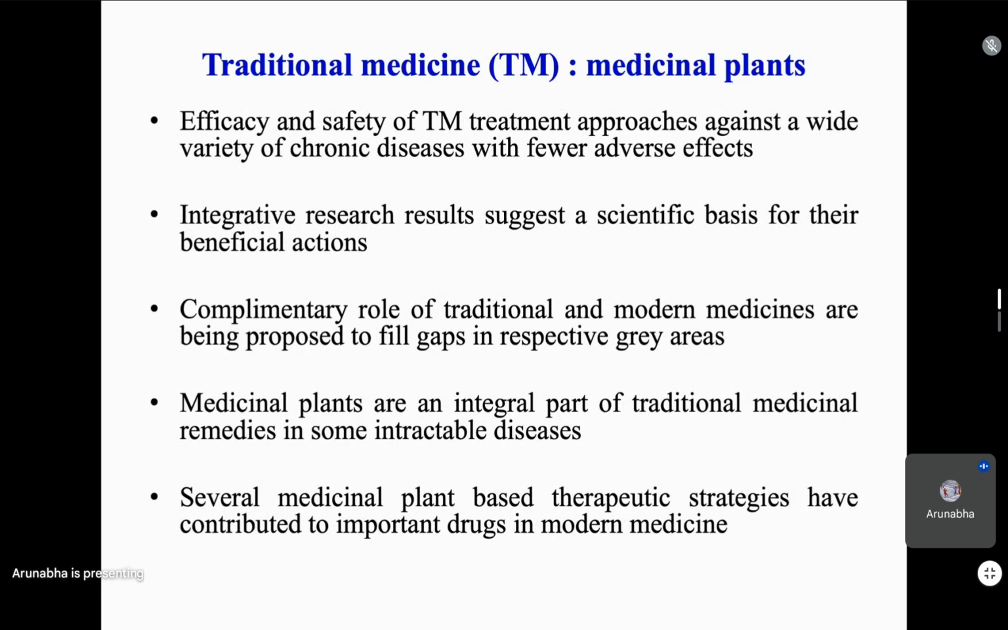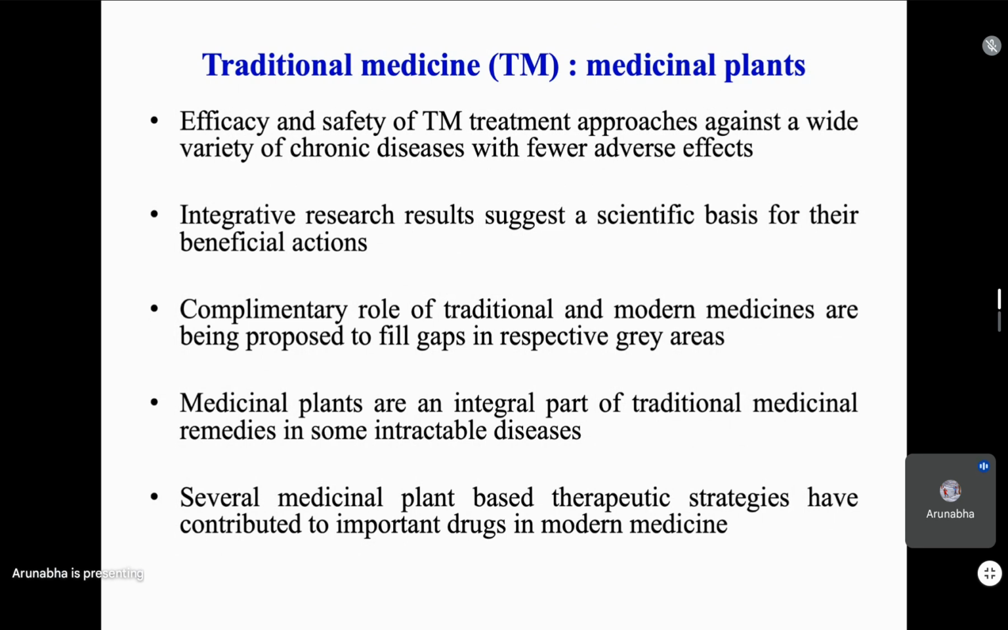Medicinal plants are a very important component of traditional medicinal remedies. Medicinal plants have long been a source of very important drugs for modern systems of medicine, and a lot of chronic diseases have been treated by products that have sources in medicinal plants. Other than that, medicinal plants used in traditional systems of medicine have also been used for several diseases simply because they are cost effective and have fewer adverse effects.